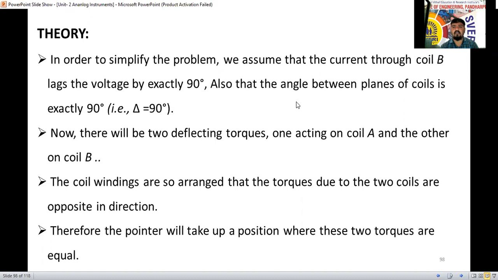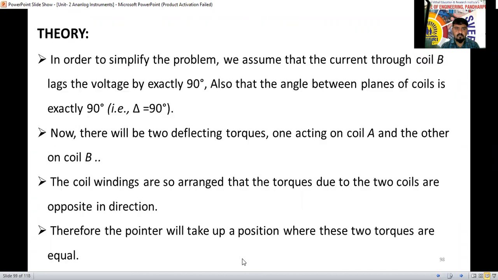We also assume that the angle between the planes of the coils is exactly 90 degrees, from coil A to coil B. Now there will be two deflecting torques, one acting on coil A and the other on coil B. The coil windings are so arranged that the torques due to the two coils are opposite in direction. Therefore, the pointer will take up a position where these two torques are equal. Direction opposed, but both torques equal. Then the pointer will take up that position.